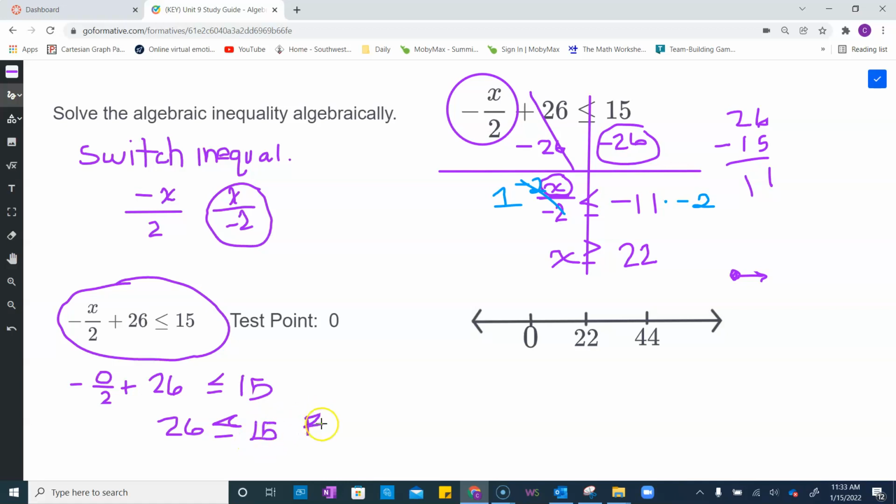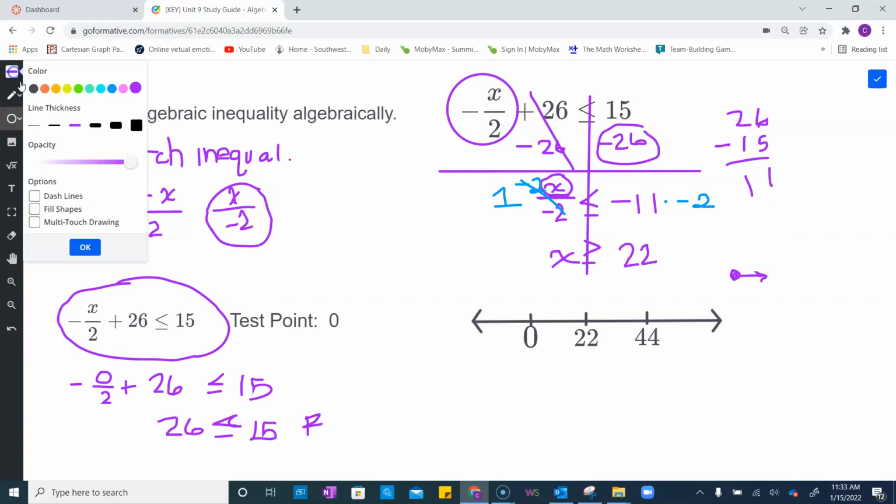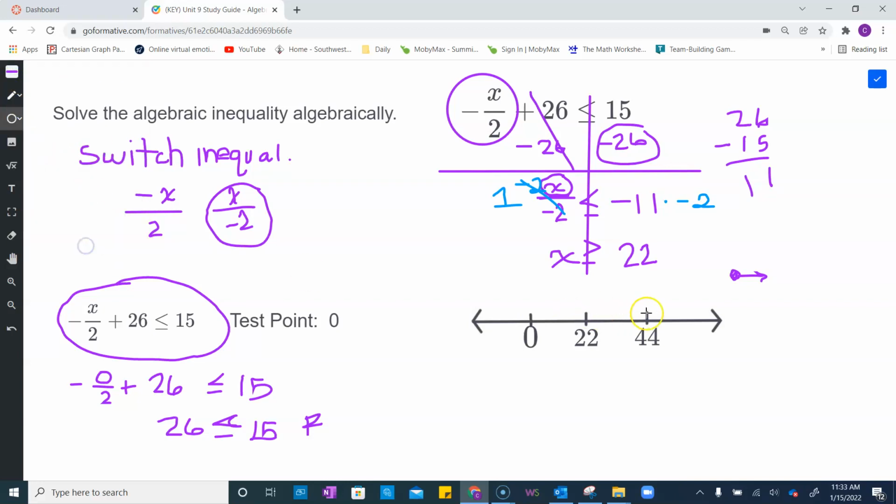That is false. Because 0 did not make this inequality true, I will not shade to the side that has 0 on it. 22 is my endpoint. That's what I found, and it is a solid dot because it has the equal sign. It split my number line into the numbers that work and the numbers that don't work. I just found out that 0 is a number that does not work, so I do not shade that half of the number line. I shade the other half, showing that all the numbers to the right of 22 are good. All the numbers to the left of 22 are not good.